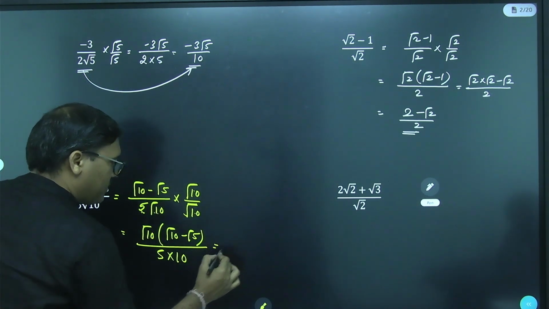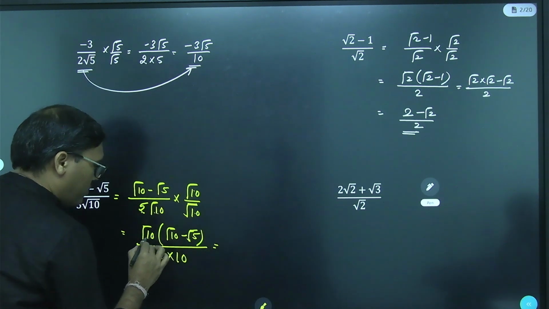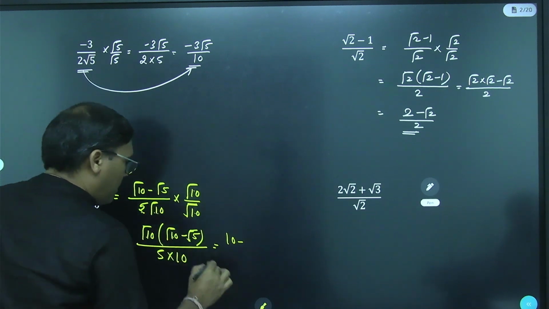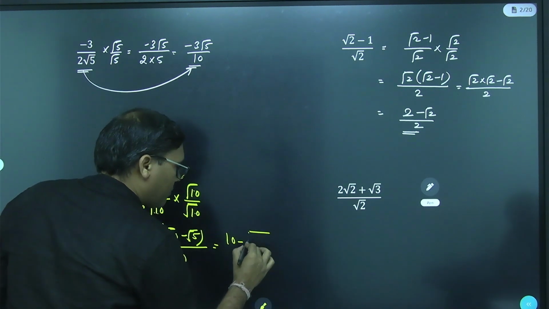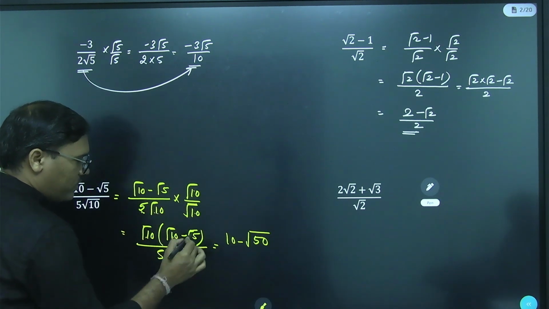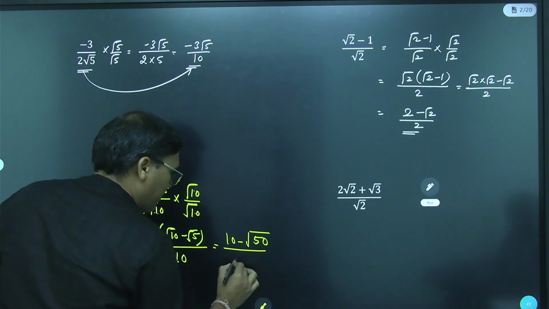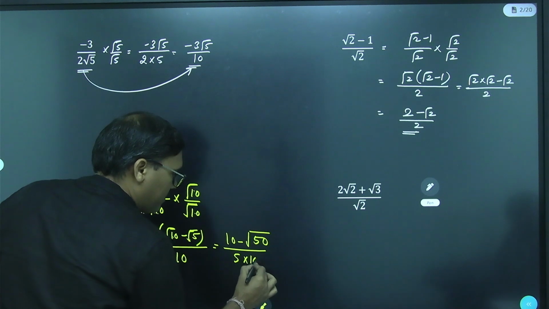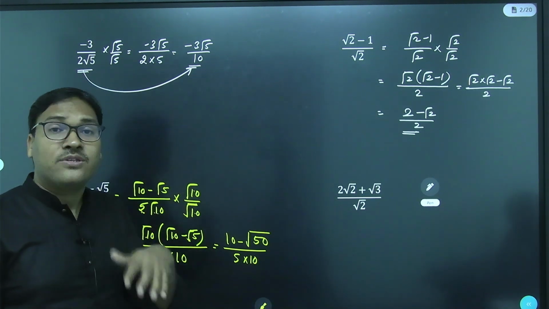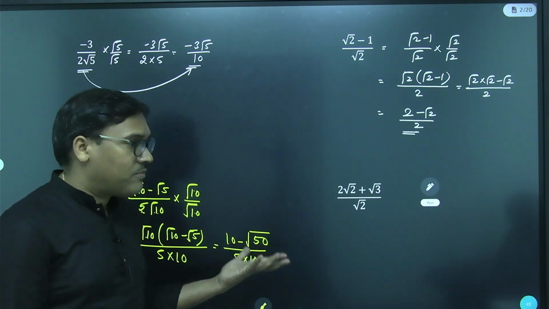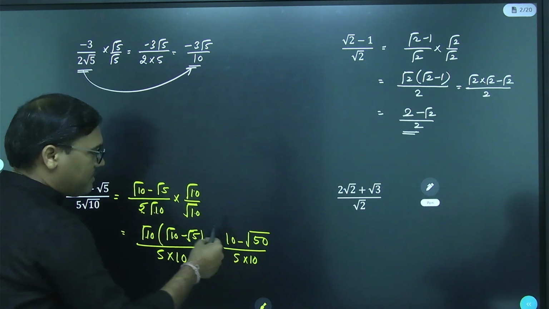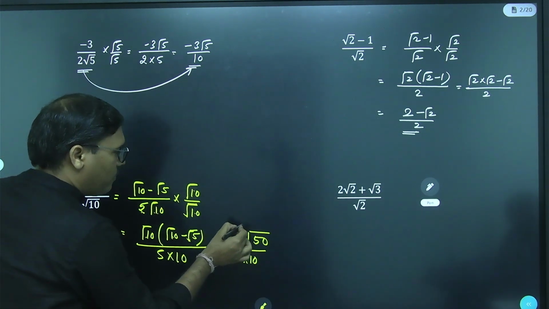Now you can see root 10 into root 10 will become 10, minus root 5 into root 10, which will become root 50, divided by 5 into 10. Now see, the question is, can you simplify this further? In some questions you may have to simplify further. You can see this particular question I can simplify. How? So just observe this.